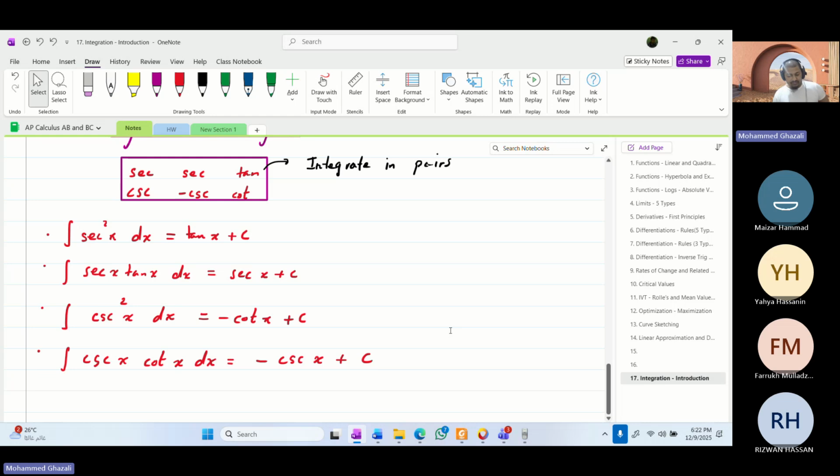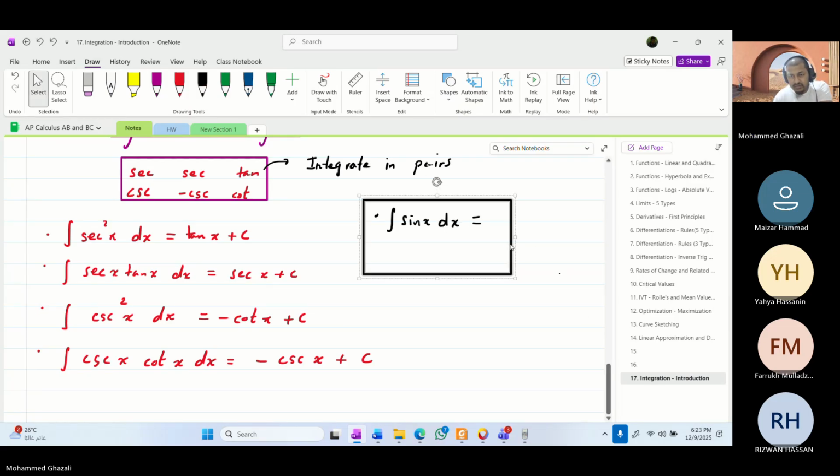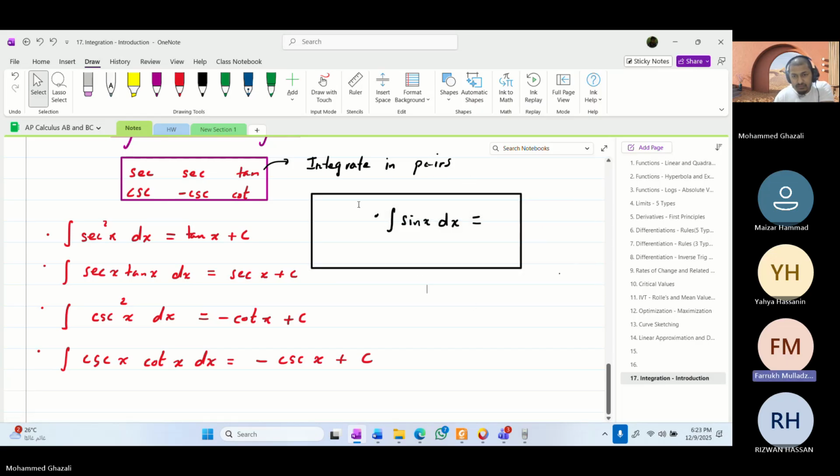Oh yes, one more thing. For trig integrals, you also need to remember the most fundamental ones. You have to remember this. This is fundamental.